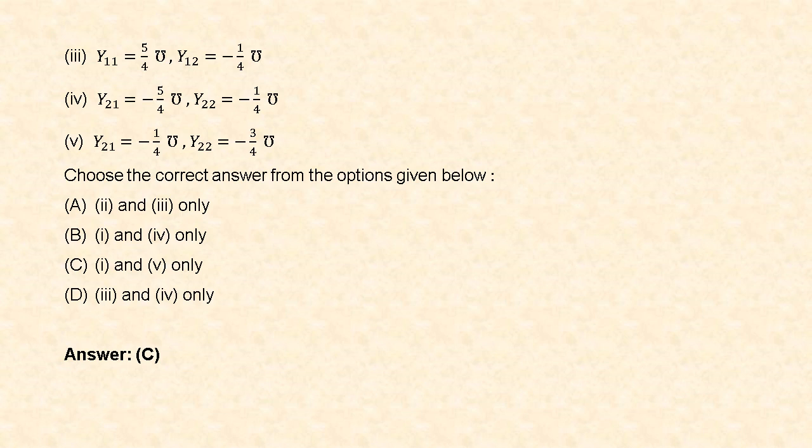Third one, Y11 is equal to 5 by 4 mho, Y12 is equal to minus 1 by 4 mho. And fourth one, Y21 is equal to minus 5 by 4 mho, Y22 is equal to minus 1 by 4 mho. Fifth one, Y21 is equal to minus 1 by 4 mho and Y22 is equal to minus 3 by 4 mho. Choose the correct answer from the options given below. Option A, 2 and 3 only. Option B, 1 and 4 only. Option C, 1 and 5 only. Option D, 3 and 4 only. Here answer C is correct. Let us see the solution.